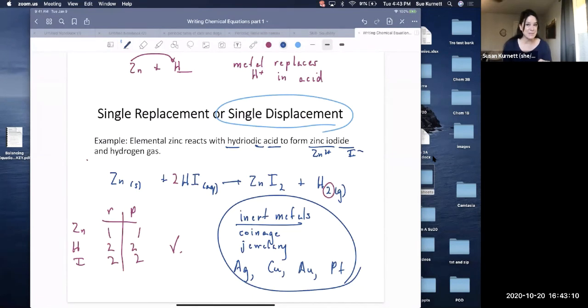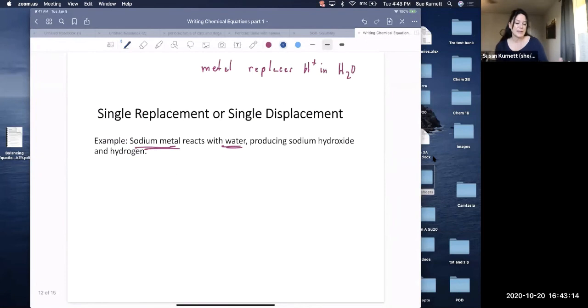Now, there are some metals that are so reactive, they will react with water. Metals that will react with water are alkali metals, and then some alkaline earth metals. Magnesium and calcium will react with water. So basically in our real world there are 6 metals that'll react with water. When they react with water, they're replacing the hydrogen in water, but they're only replacing the first hydrogen.